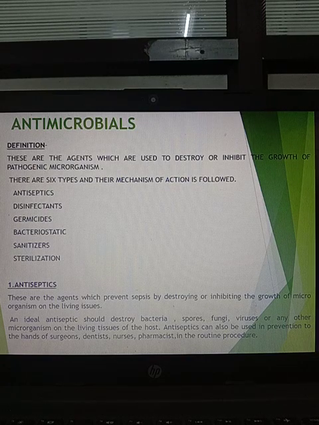Now coming to the antiseptics. This is the agent which you have used in the corona condition in a broad way. These are the agents which prevent the sepsis or the necrosis of any organ or tissue by destroying or inhibiting the growth of microorganisms on living tissues. An ideal antiseptic should destroy bacteria, spores, fungus, viruses or any other microorganism in the living tissues of the host. So antiseptic can be used in prevention on the hands of surgeons, dentists, nurses, pharmacists, or in routine procedure.